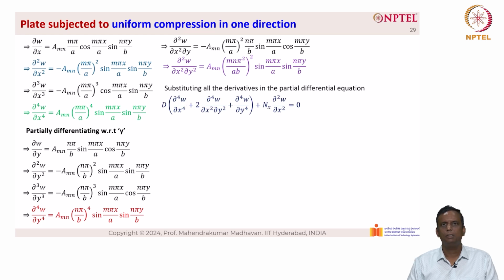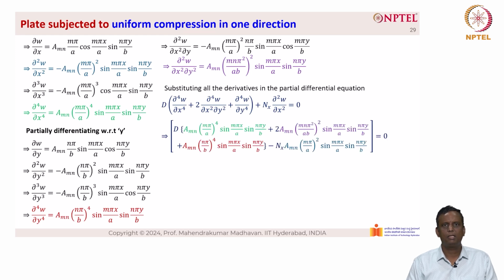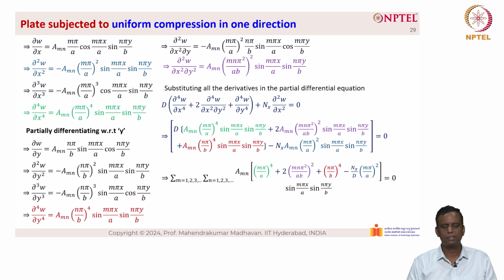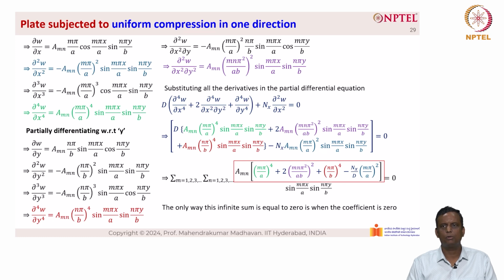Now substituting all the derivatives in the partial differential equation, we can get a big differential equation as you can see here on the screen. And you can take the summation sigma m equal to 1, 2, 3 and sigma n equal to 1, 2, 3, A_mn into the bracket open (mπ/a) the whole power 4 plus 2 into (mnπ²/ab) the whole square plus (nπ/b) the whole power 4 minus N_x/D into (mπ/a) the whole square, sin(mπx/a) into sin(nπy/b) equal to 0. Now the only way this infinite sum is equal to 0 is when the coefficient is 0, as you can see, that is boxed in the red color.